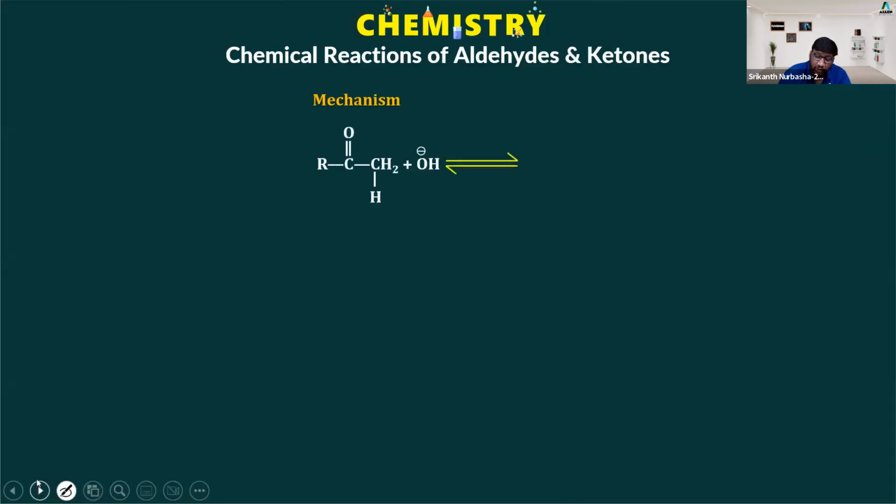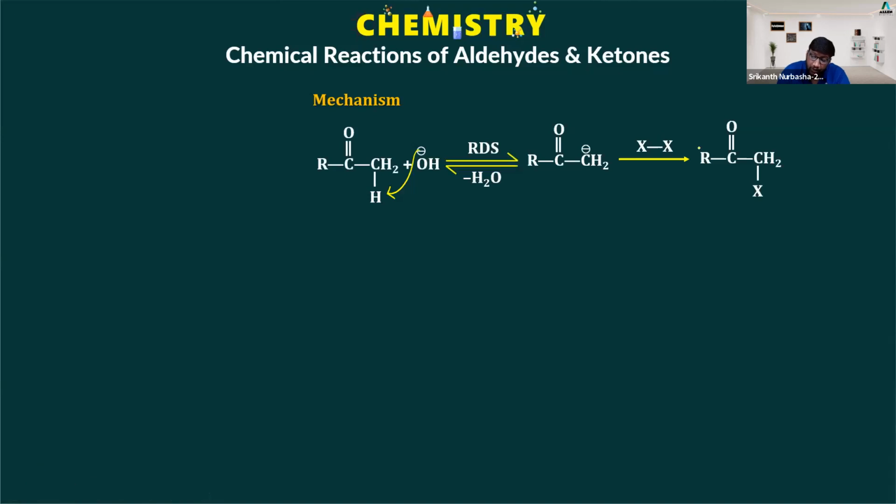Mechanism, the same mechanism that I am going to explain. R-C=O-CH2, OH minus picks up this proton, C-H electron density will be given to carbon, developing negative charge on the carbon. That will be treated with X2. Loss of halide will occur. You generate R-C=O-CH2X. Actually, this is resonance stabilized: R-C(O minus)=CH2, which is nothing but an enolate.